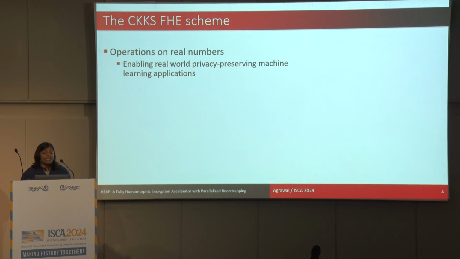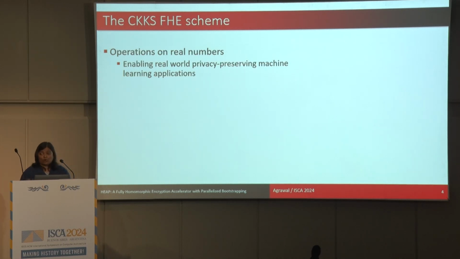There are many FHE schemes out there, but the FHE scheme that is of interest to us is the CKKS scheme, as it allows operations on real numbers and thus can naturally support real-world machine learning applications. So this is great, right? FHE provides strong data security and privacy guarantees, and the CKKS scheme enables real-world machine learning applications.